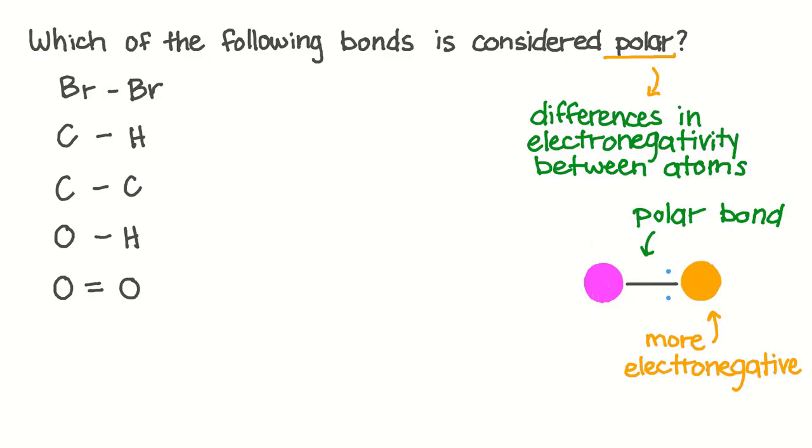So from this explanation, we know that there needs to be a difference in electronegativity between the atoms, which means that any bond between two atoms that are the same isn't going to be polar, because there's no electronegativity difference between the atoms. So we can safely rule out the Br-Br single bond, the carbon-carbon single bond, and the oxygen-oxygen double bond. This leaves us with the carbon-hydrogen single bond and the oxygen-hydrogen single bond. Now, it might seem that perhaps both of these bonds should be polar, since there will be some difference in electronegativity between carbon and hydrogen and oxygen and hydrogen.